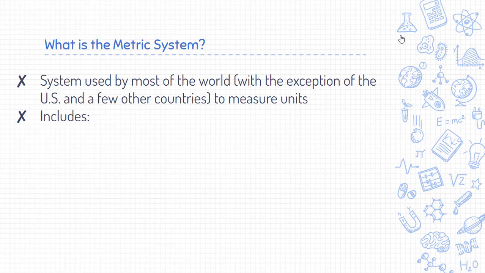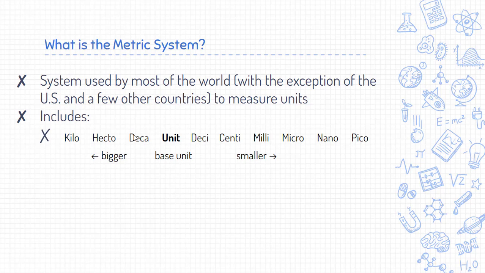The different units are kilo, hecto, deca, unit or base unit, deci, centi, milli, micro, nano, and pico. So starting from our base unit and going left, the units are going to be getting bigger. But starting from our base unit and going right, our units are going to be getting smaller.